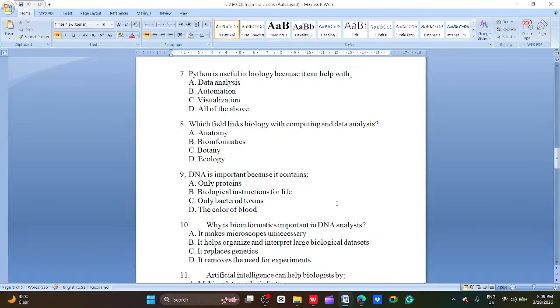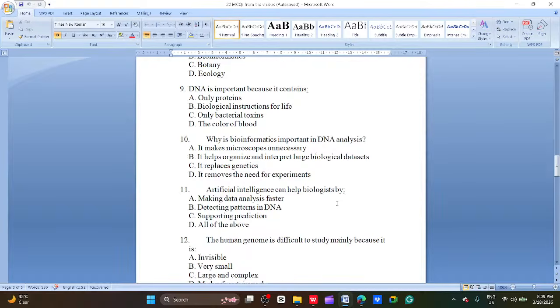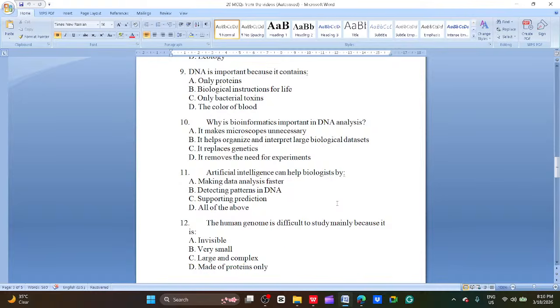Okay, number 9. DNA is important because it contains only protein, biological instruction for life, only bacterial toxin, or the color of blood. Which one is the correct option? Please just indicate. I have 3 or 4 more minutes to go. Don't forget we have 20 questions, and I've already displayed question 1 to 12.